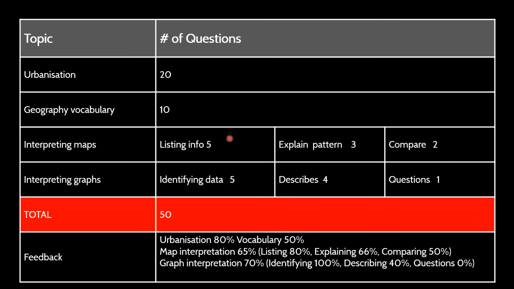I might now go, okay, I want to ask 5 questions about listing information from the map, so I'll just ask them 5 questions, like what's the capital of Japan according to this graph, what sea is north of Australia according to this graph, whatever. And then I want to see whether students can explain patterns. It's a higher level of sophistication of the skill of interpreting maps. So I'll ask 3 questions targeted at explaining patterns, and right up the top, comparing maps. So I can't assess the skill of comparing maps unless I have a question that's got 2 maps on it that the students compare, right?